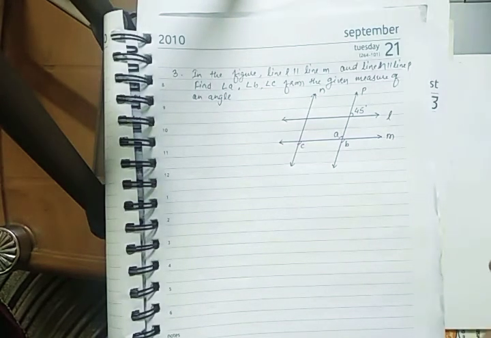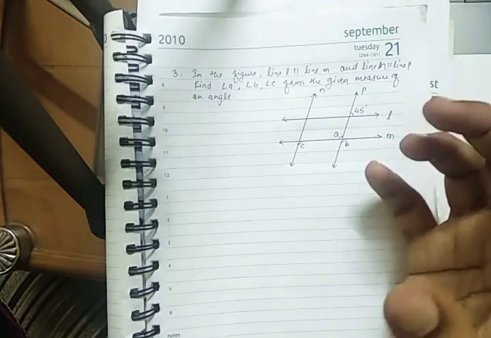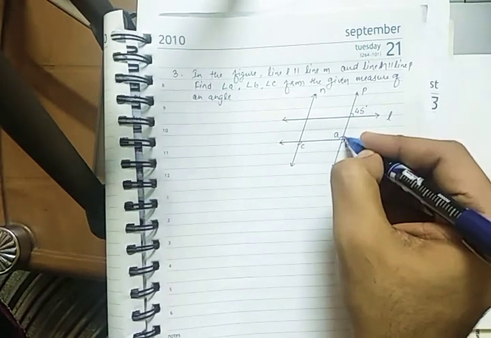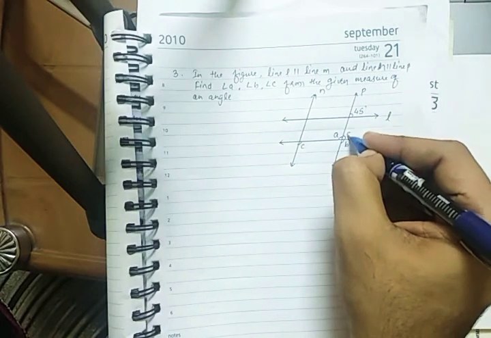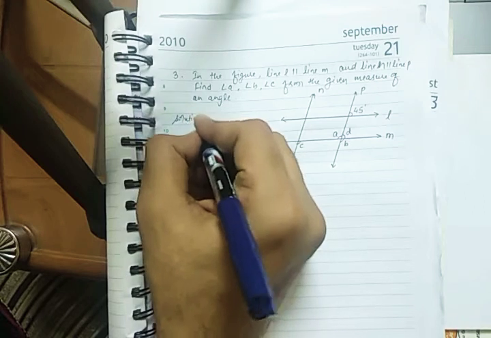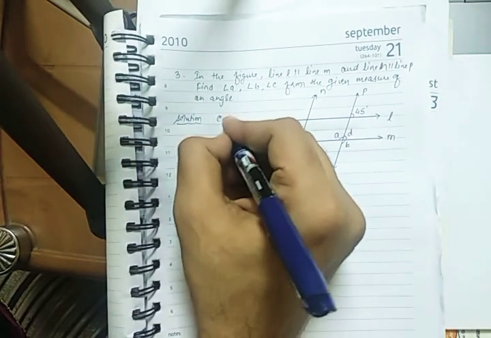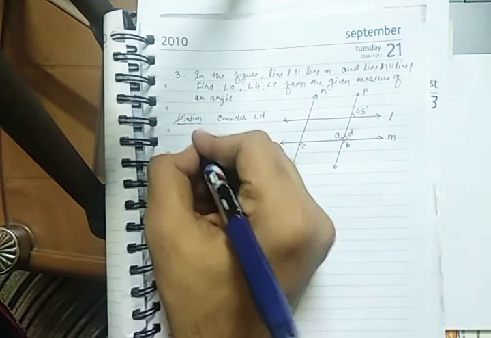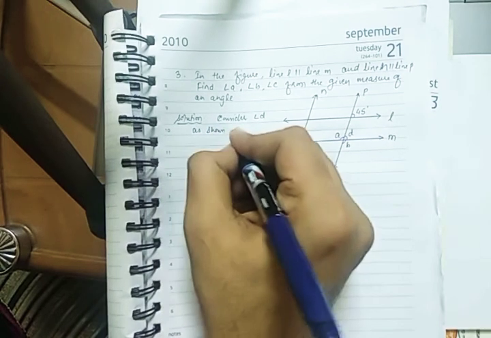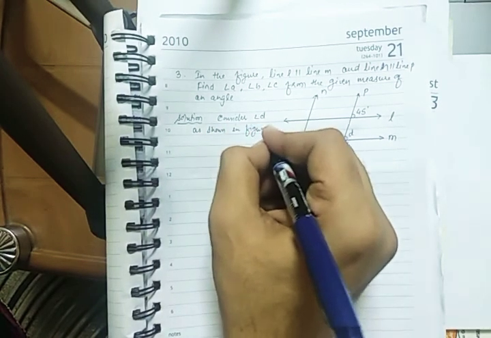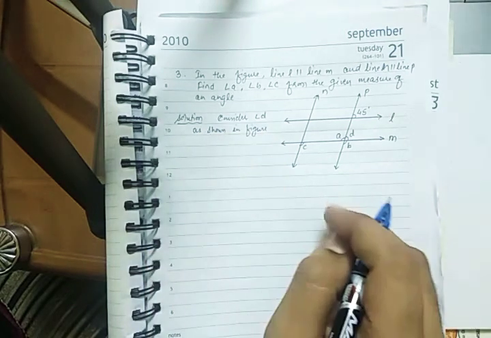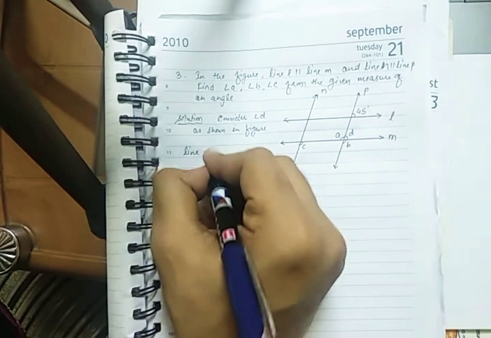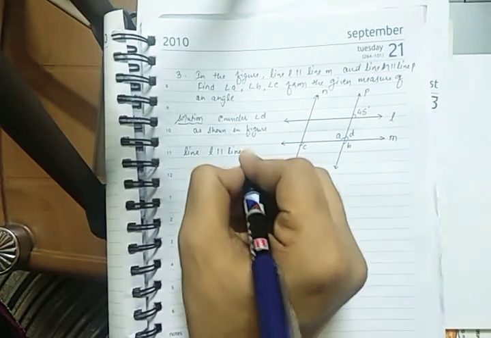Now to make our consideration easier here, I'll make one more angle here. Let this angle be D. Because I have introduced this from my side, I'll write here consider, or you can write let, consider angle D as shown in figure. I have marked it in the figure, so that is why I'll write consider angle D as shown in figure.